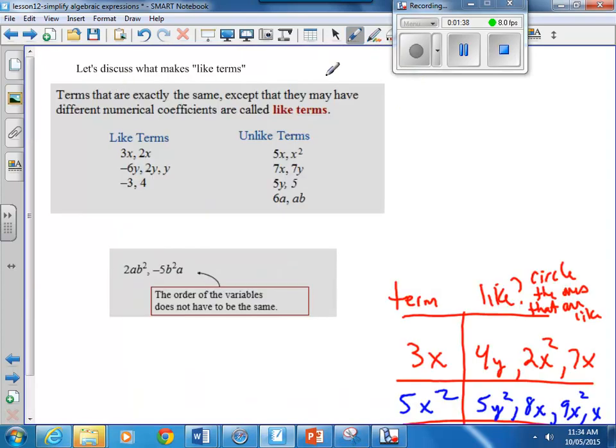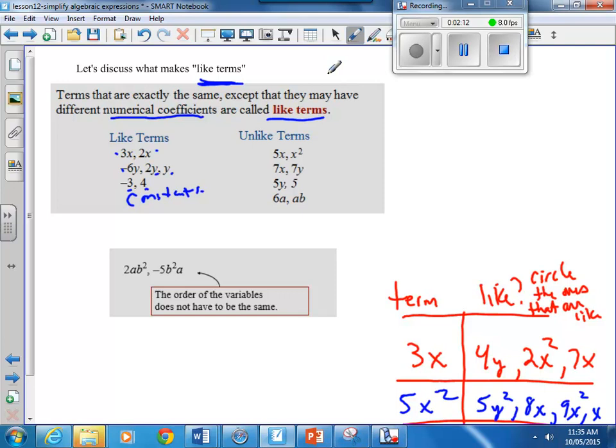All right, now let's discuss what makes like terms, because you continuously hear authors of textbooks say combine like terms, right? Terms that are exactly the same except that they may have different coefficients are called like terms. So 3x and 2x, those are like. They have the same variable, different coefficients. Negative 6y, 2y, and y: all the same variable, different coefficients. Negative 3 and 4 are constants, but they're considered like terms, okay?